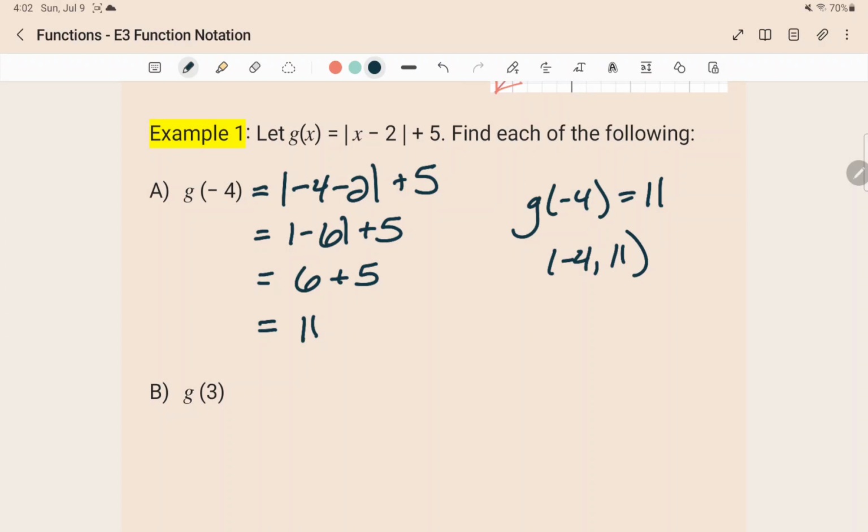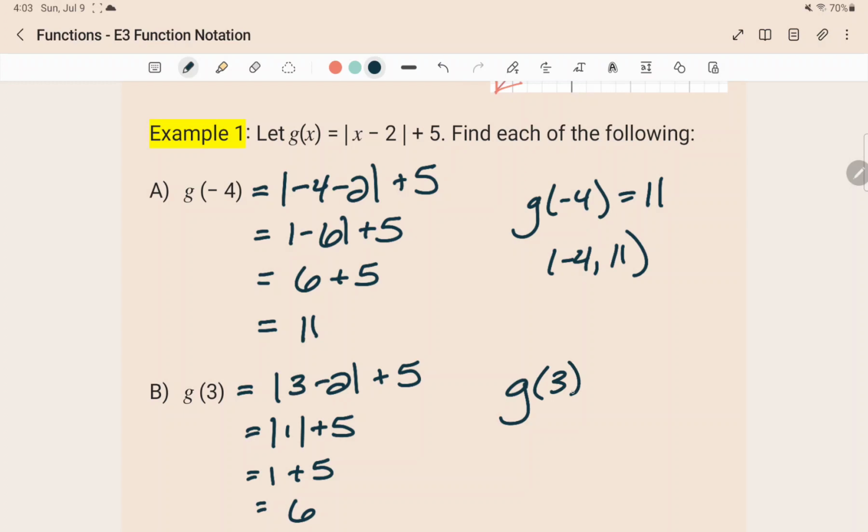Let's try another one. g(3). Again, I'm going to plug in 3 for x and simplify. 3 minus 2 in the absolute value bars plus 5. 3 minus 2 is 1. The absolute value of 1 is 1. And 1 plus 5 is 6. So g(3) equals 6. Or we can also say that the point (3, 6) exists on the graph of g(x). Pretty simple.